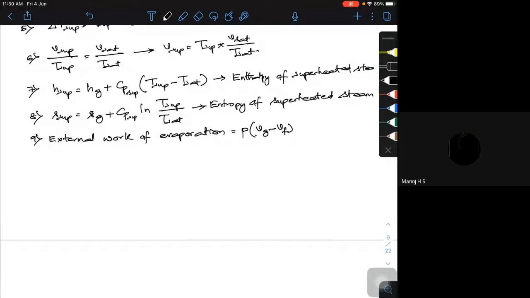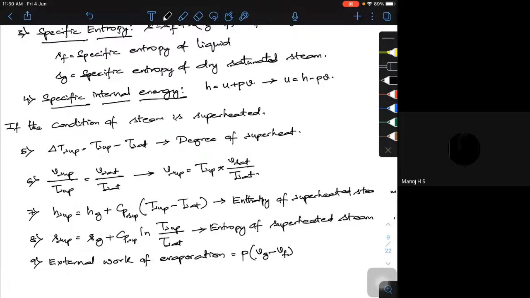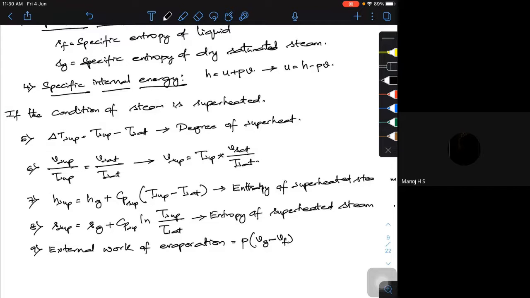Anyway, internal energy we have already described, which is equal to H minus PV. V can be for the wet condition, or it can be for the superheated condition. So what will be the internal energy for a superheated condition? U sup is equal to H sup minus P into V sup. So the same formula can be used not only for the wet condition, I can use it for the other conditions also, that is, the superheated conditions.